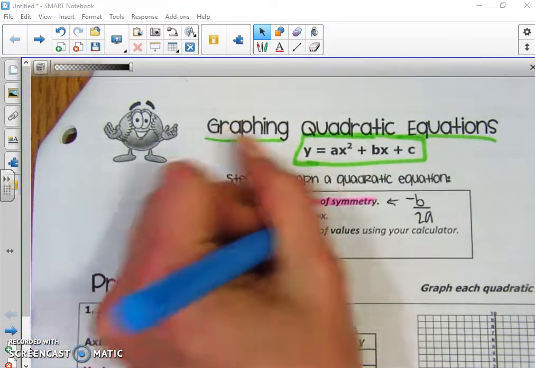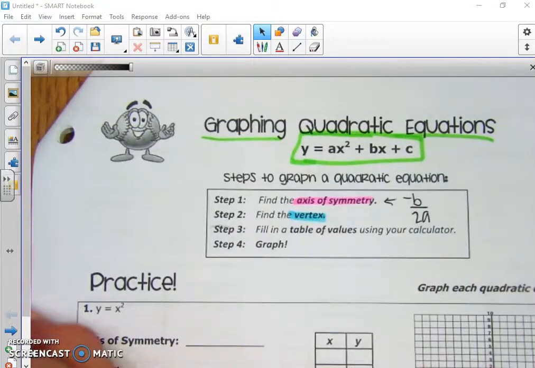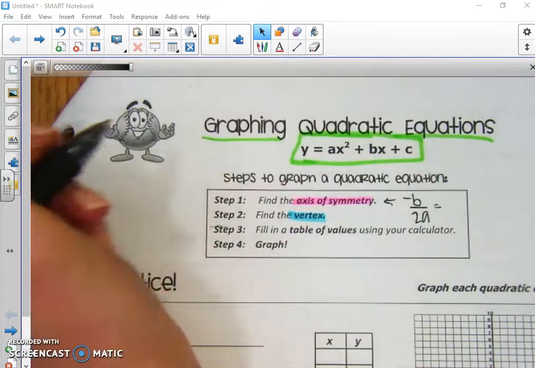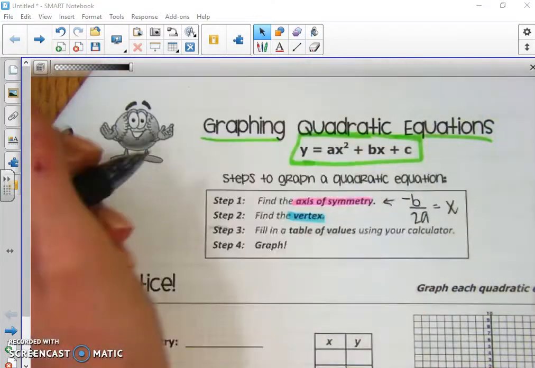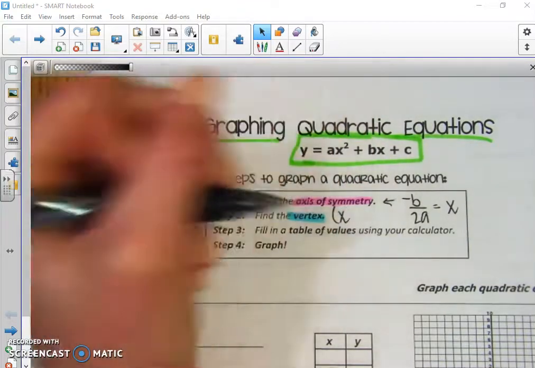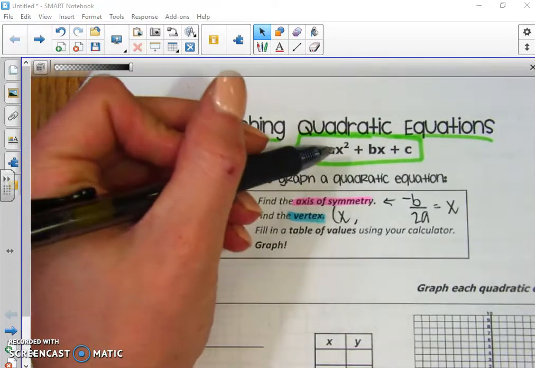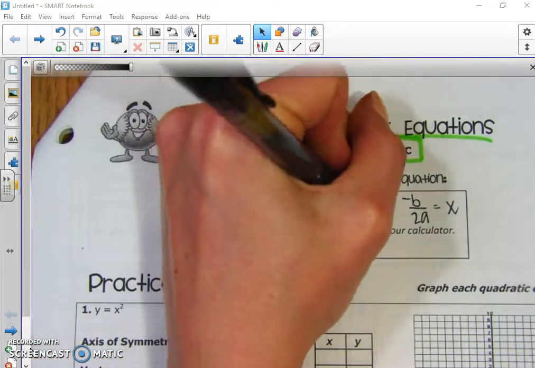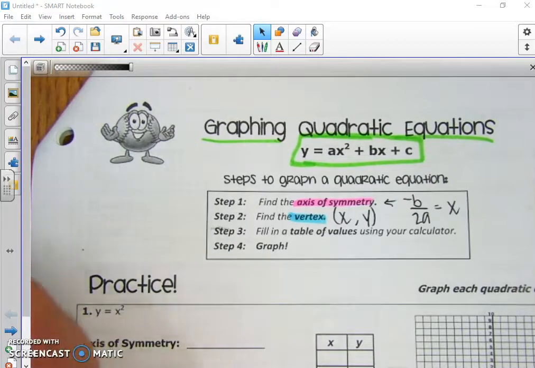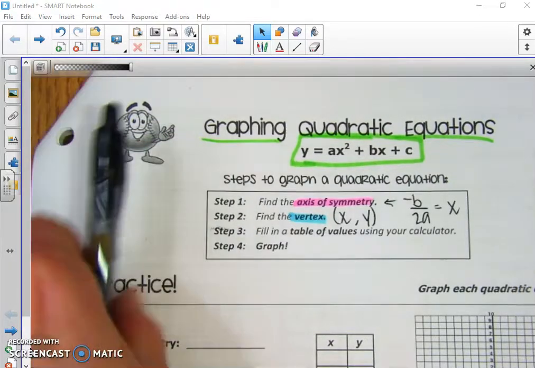We find the vertex by using the axis of symmetry. Whatever value we get for the axis of symmetry becomes the x value of the vertex. Then we plug that x value into our formula, and we find the matching y value. That's going to give us the vertex, a point, x, y.